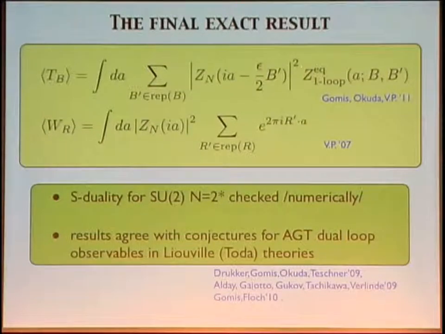And if we compare that formula to this formula under S-duality transformation, we have found that it precisely agrees with the results of these people who studied observables conjecturally due to Wilson-Hooft loop operators in those AGT dual Liouville or Toda two-dimensional CFTs.